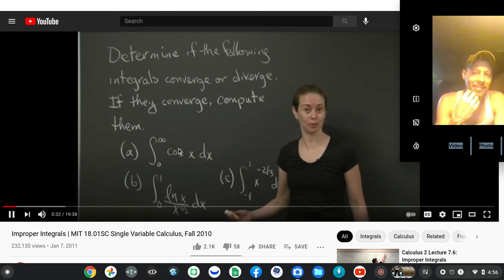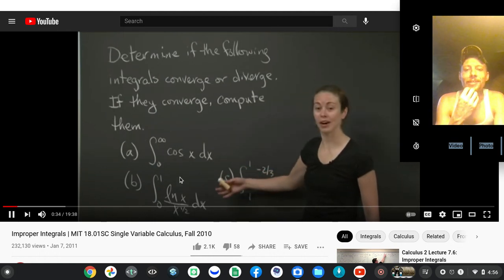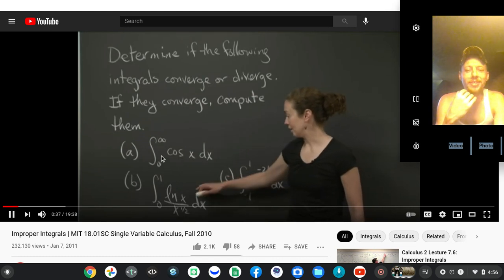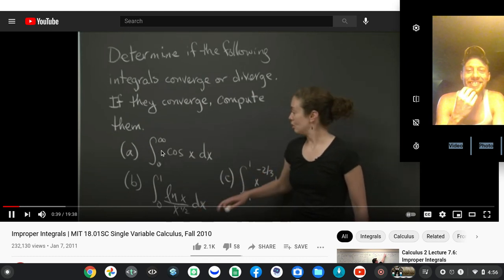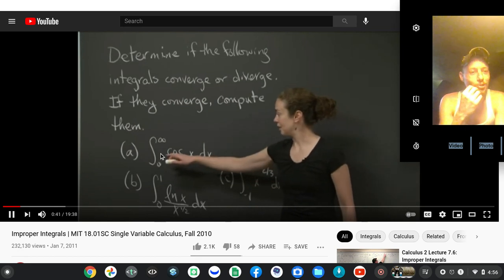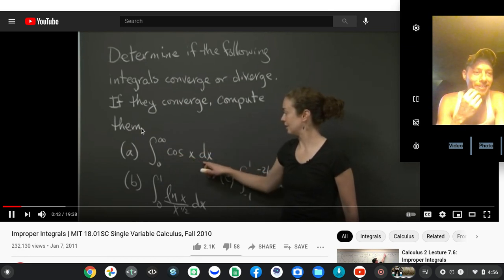So we should be able to find a real, finite number that represents that. So there are three of them. The first one is the integral from 0 to infinity of cosine x dx.